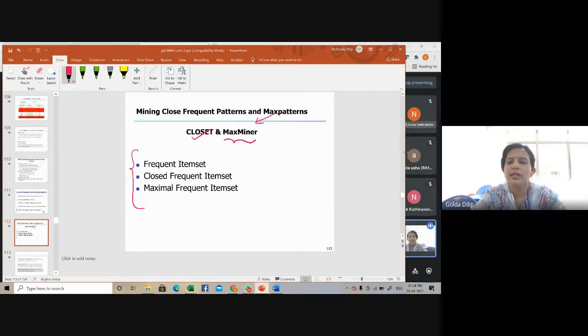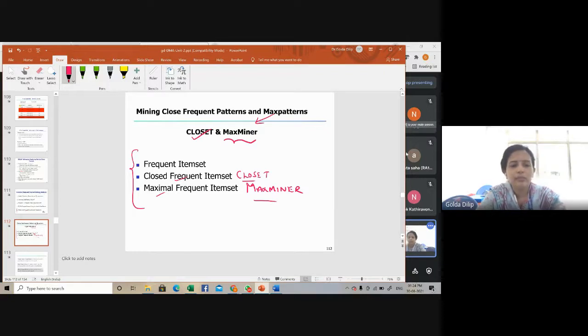Let's try to understand these 3 terminologies. The first one is what is called frequent item set. The second one is closed frequent item set. And the third one is maximal frequent item set. CLOSET and MaxMiner. Closed pattern mining, CLOSET. Maximum frequent pattern mining called MaxMiner.